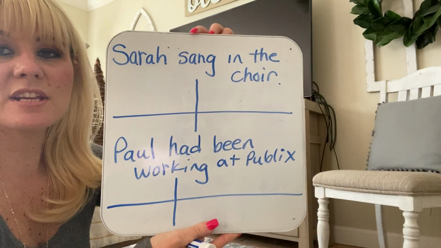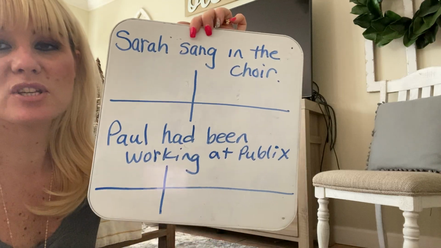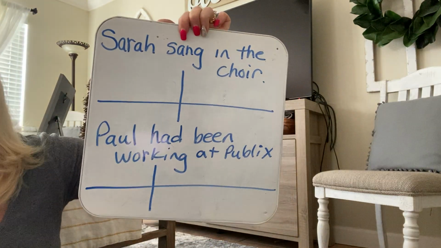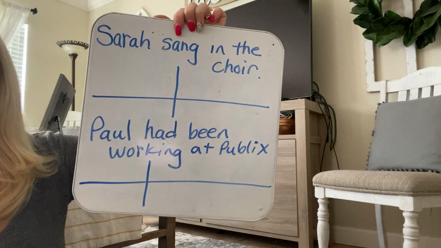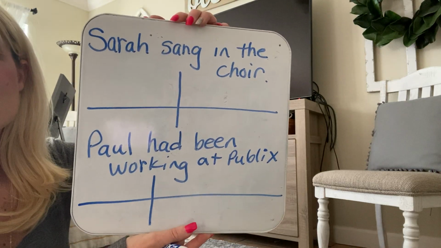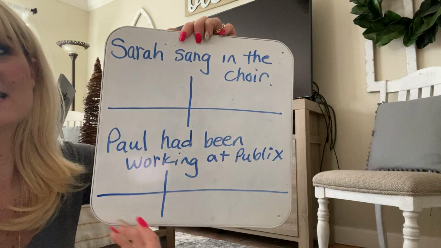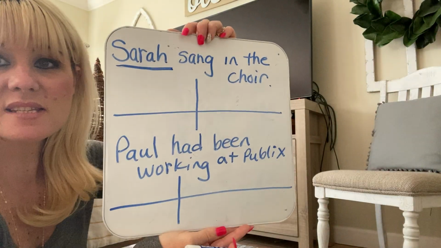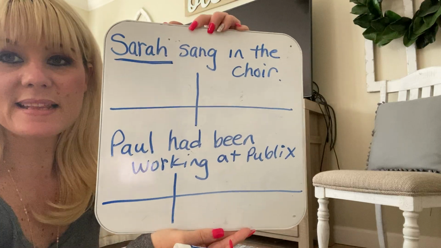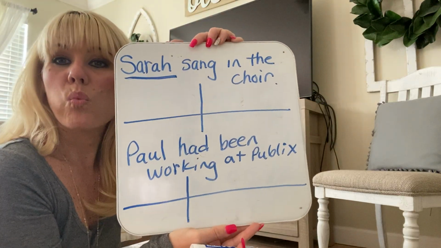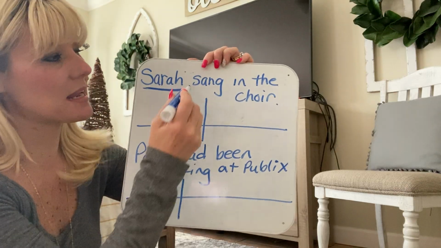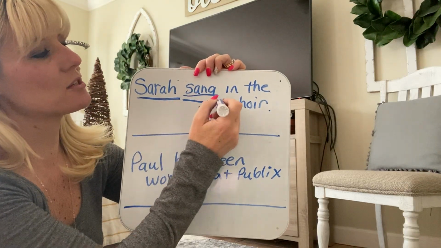So the first thing that you need to do is, who is the subject in the sentence? The subject is the who or what that the sentence is about. So who is doing the action? It is Sarah. So you're going to underline Sarah once. Then you're going to decide what is the predicate. The predicate is what the subject is doing. And this person, Sarah, is singing. So we're going to underline singing twice.